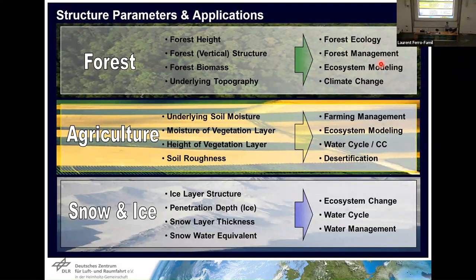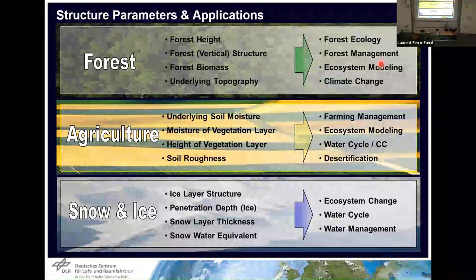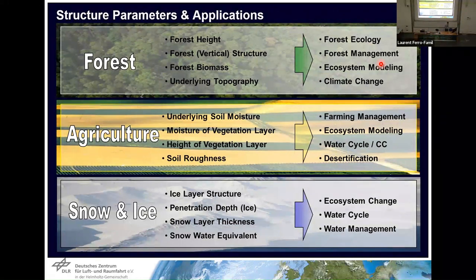You can also, for instance, get the height of the vegetation layer. So this is something that is there. It has been demonstrated several times. And you can also get soil roughness. When you go to ice, it's a bit more complicated, the story, because the development of Pol-InSAR applications for ice went a bit slower, and this is because of basically the lack of data.